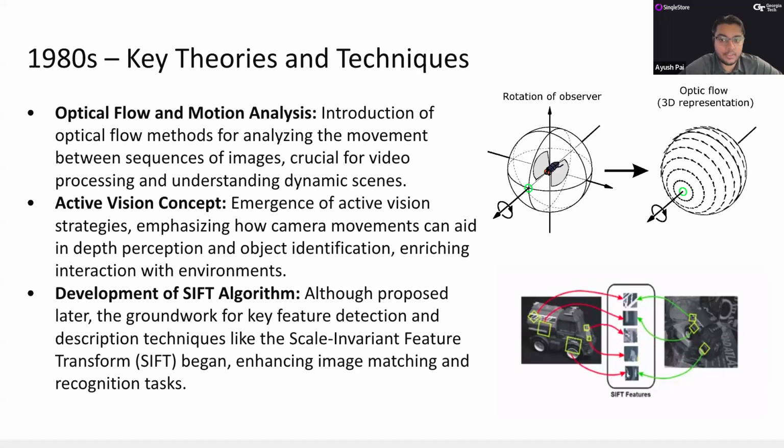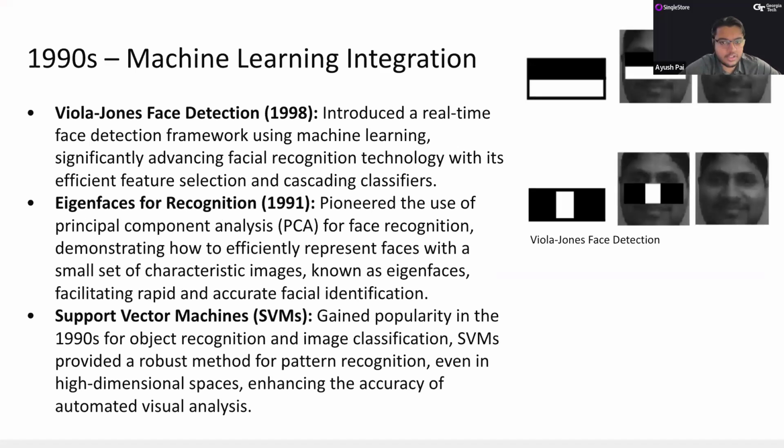And it really is an algorithm that improved image matching and recognition techniques and set a benchmark for robustness and object detection in this field. In the 1990s, we saw the era of machine learning, and the Viola-Jones face detection algorithm was really famous at the time.